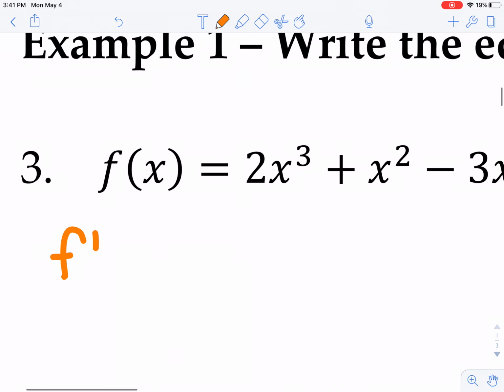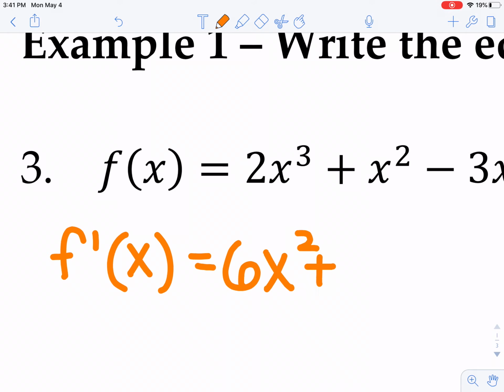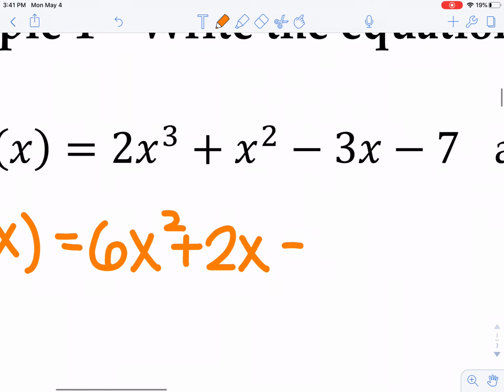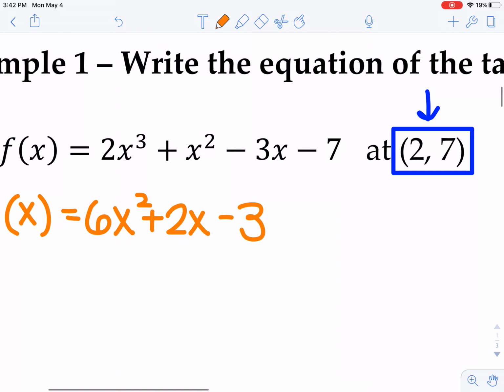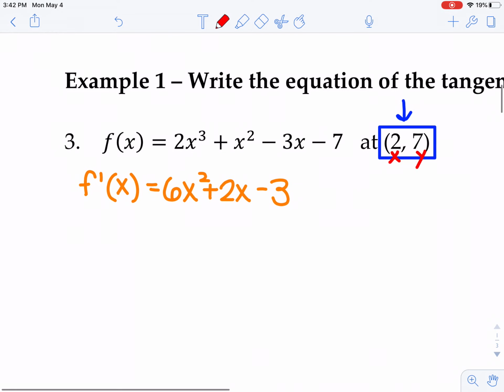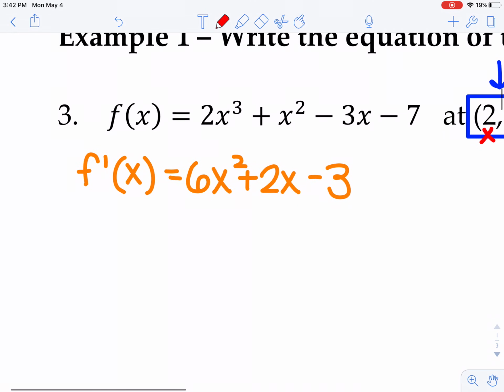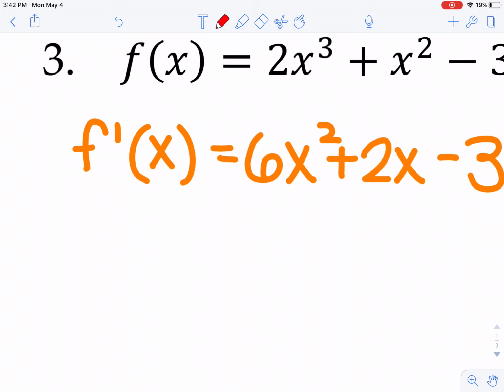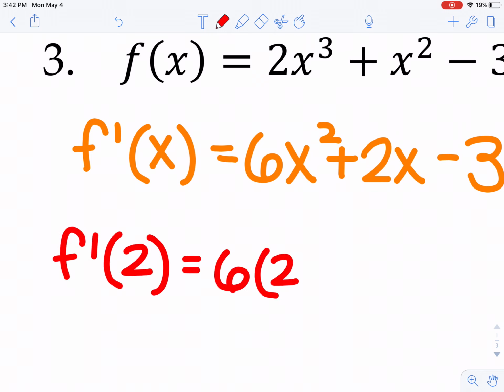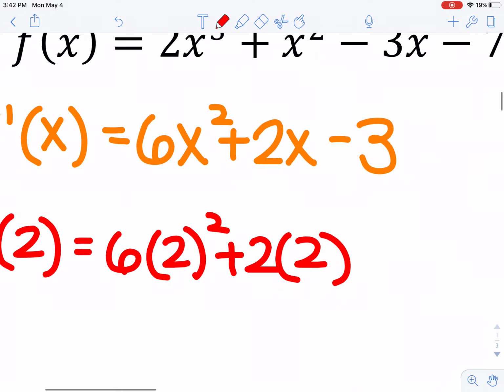First, find the derivative, because that will help me find the slope of the tangent line, right? So we get 6x squared plus 2x minus 3. That's my derivative. Now I'm going to plug in the x value of the point. We will use the y value at the end of this problem, but right now we ignore it. Okay, f prime of 2. I'm just plugging in 2.